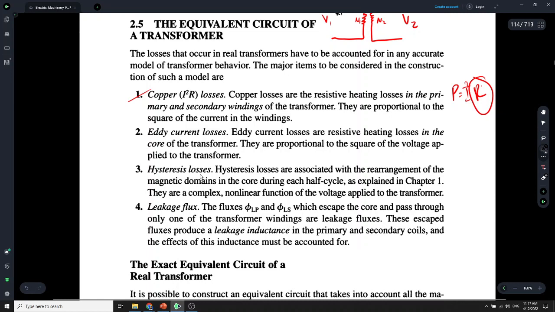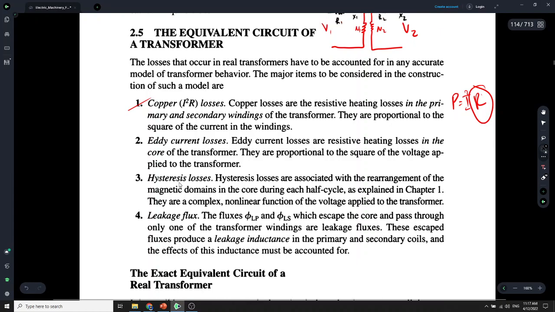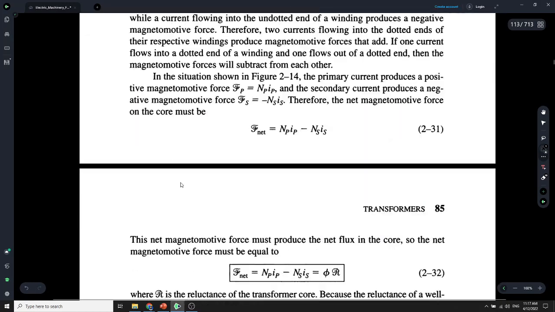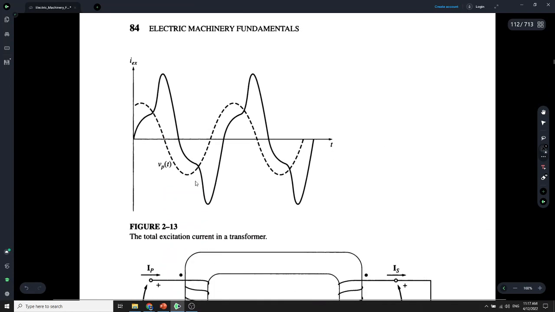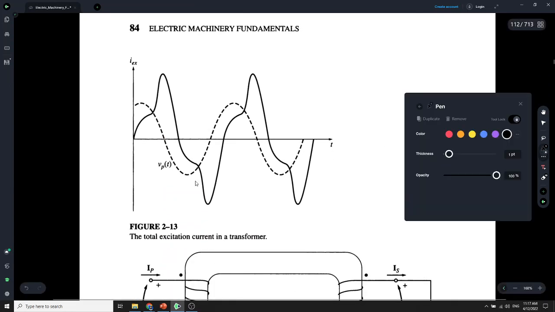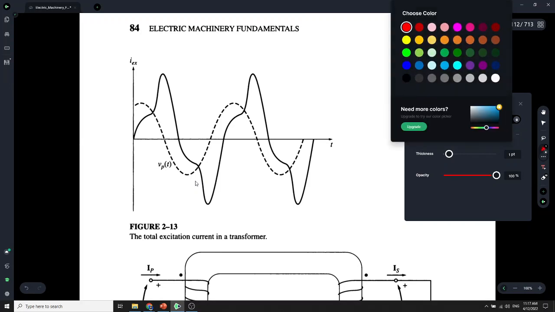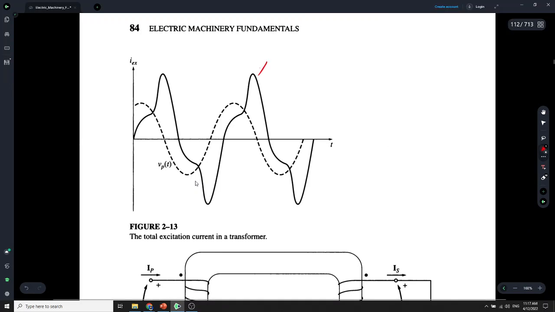This one is a little bit easier, just look into the graph. This is the total excitation current, still remember? The excitation current is Im plus IH plus E, so we need to design for this.